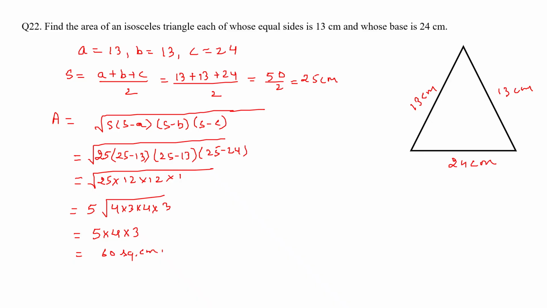And then you have to write an end statement. So the area of the isosceles triangle will be 60 square centimeter. So I hope it is clear to everyone. Now see, when I'm solving, I'm giving in between small tips and tricks so that you can make your calculation faster and you can save your time in the exam. Okay, let's move to question number 23.